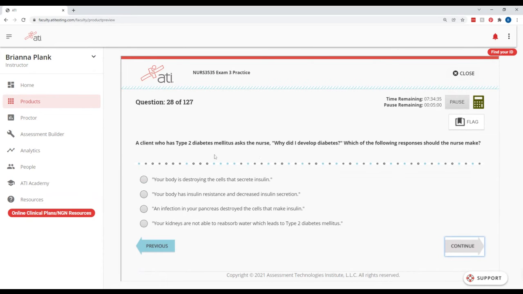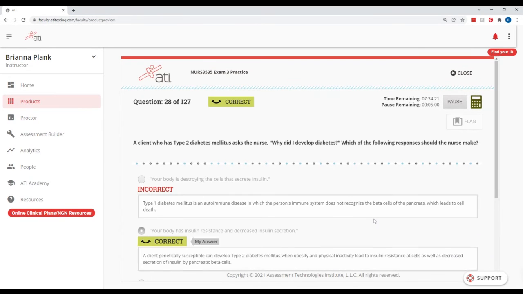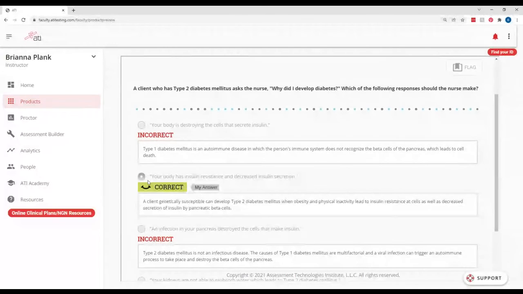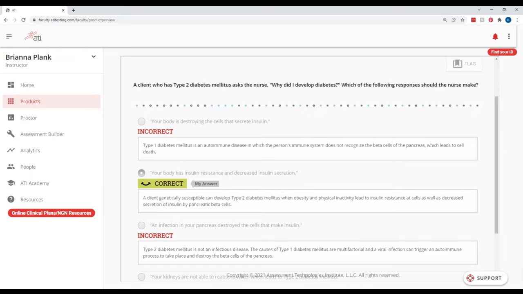Okay, why did I develop diabetes in a type 2 diabetic patient? So again, to rephrase it, what is a risk factor for developing type 2 diabetes? Yeah, exactly. So the body has insulin resistance and decreased insulin secretion. So over time, the body is less responsive to the insulin that is produced in the body, and less insulin is being produced. And then we have type 2 diabetes.